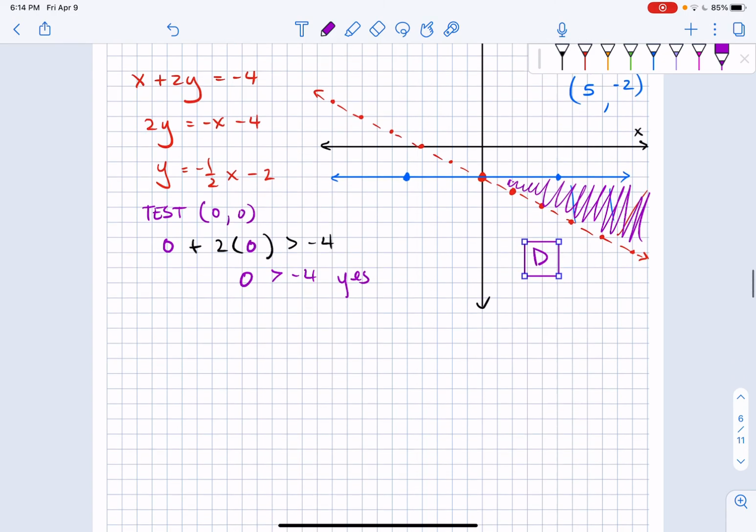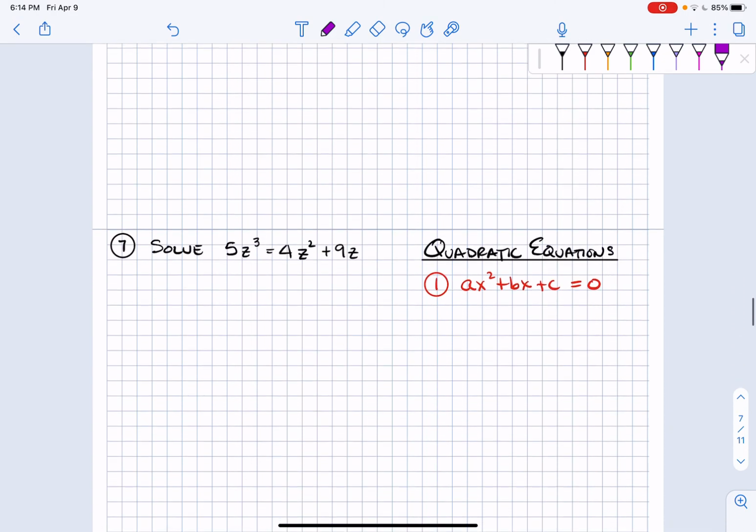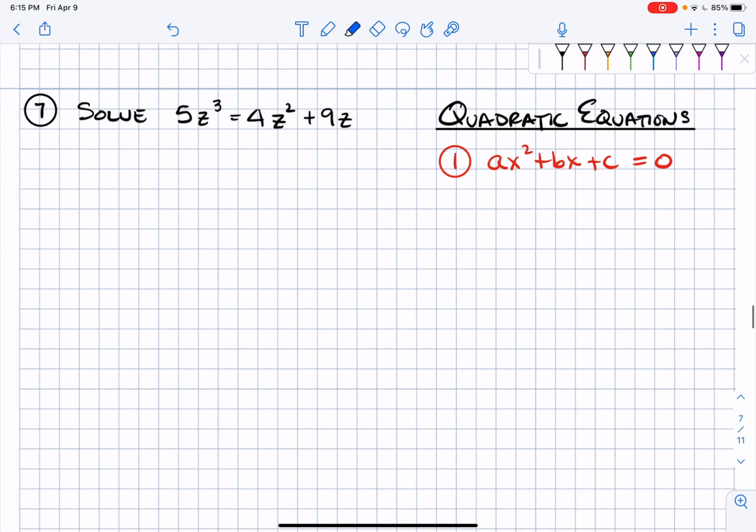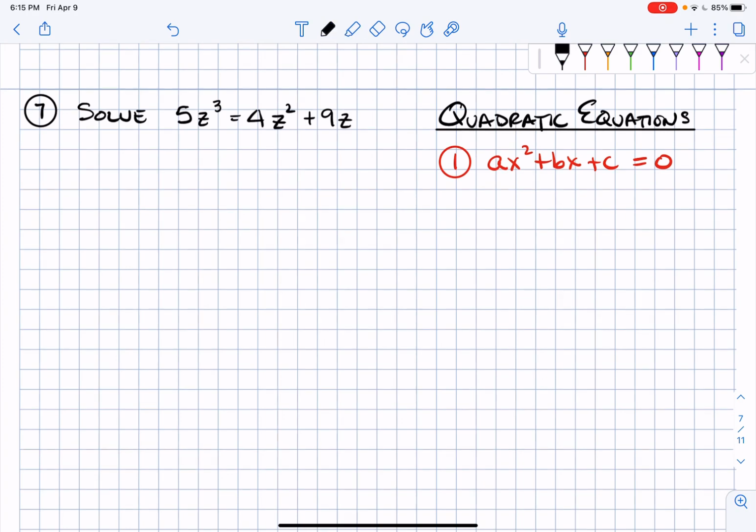There we go. All right, on to number 7. It wants me to solve. I see a power that is greater than 1 and an equal sign. That should automatically make me think of quadratic equations. So that means I have to get everything to one side. Let's go ahead and get everything to one side.